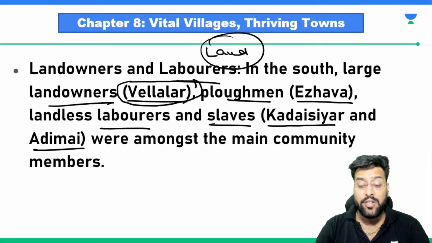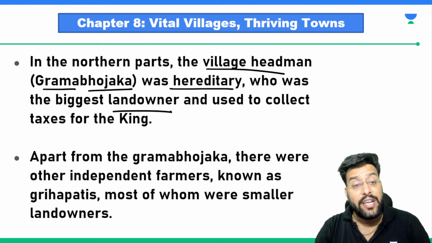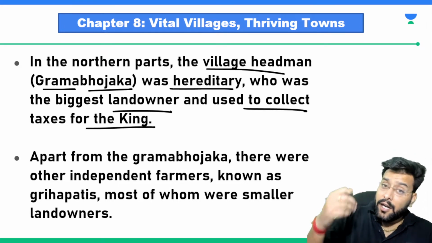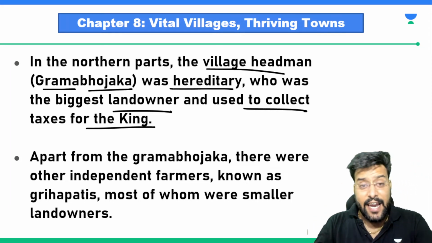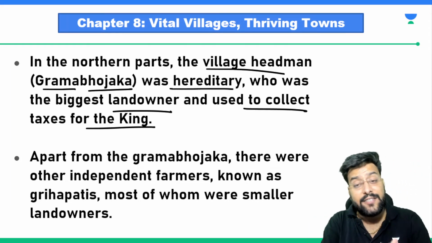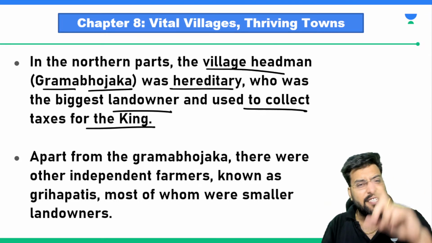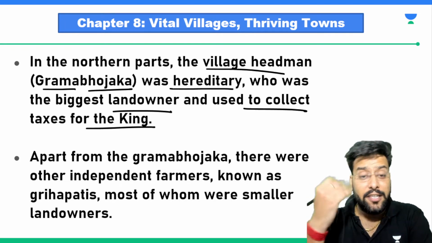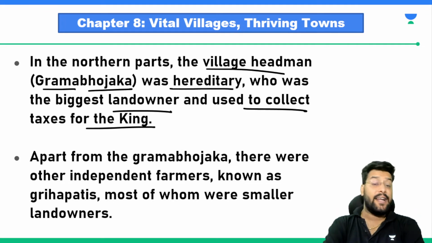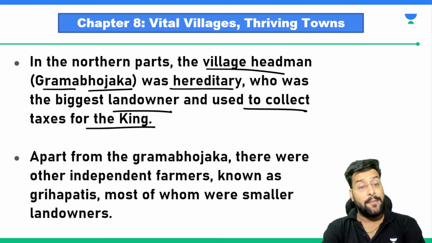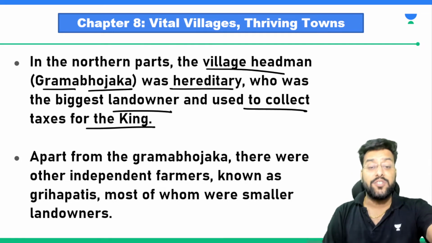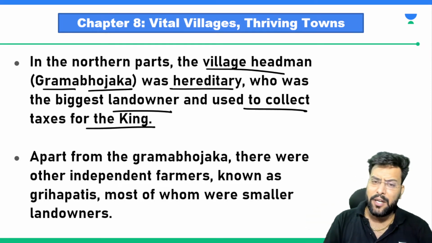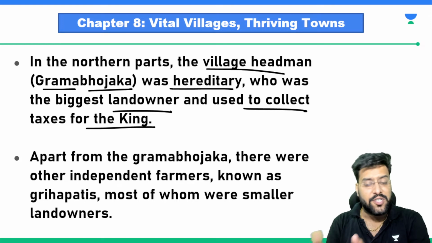He was the biggest landowner, just like the largest landowner in southern India was Velalar. In the northern part of India it was Gram Bojaka. He was the biggest landowner, and he was used by the king to collect taxes. The king realized that he is the headman of the village, he has control over the village, and people of the village follow him. He acted as the judge in the village, he acted as the policeman in the village. Anybody in the village who had any problem or dispute would simply reach out to Gram Bojaka. So he was an influential man, and the king realized this. So the king decided to appoint Gram Bojaka to collect taxes on the king's behalf. Now the king was not dealing with the individual people of the village. He used to tell Gram Bojaka that I need money from you.